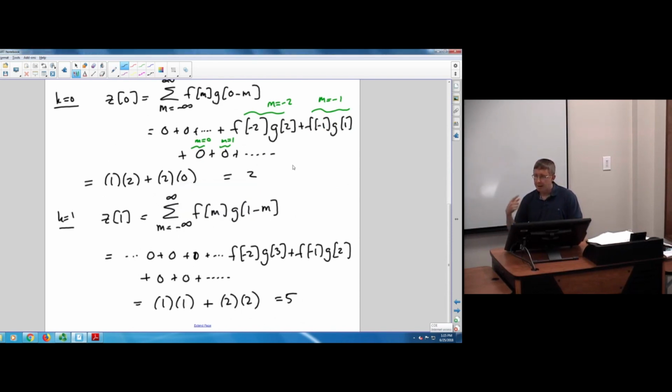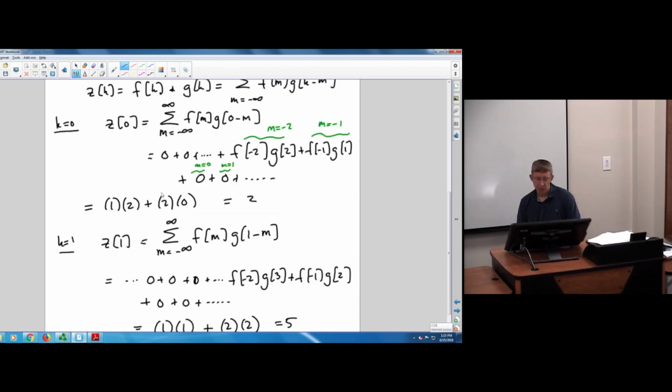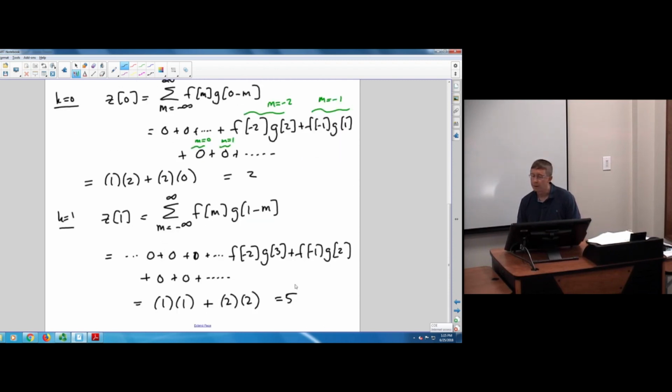So you kind of get in the pattern. Look, there's a nice little pattern here. I don't know if you noticed this. So here was me computing z at 0. These numbers right here always added up to 0. Minus 2 plus 2 is 0. Minus 1 plus 1 is 0. Same thing happened here. I'm computing time 1. 3 plus a negative 2 is 1. 2 plus a negative 1 is 1.